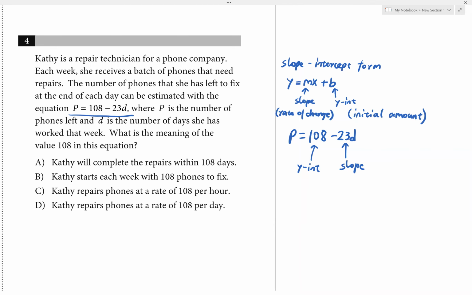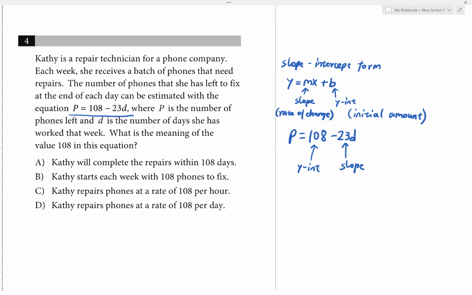They're asking us to interpret the meaning of 108. We said 108 is a y-intercept, and in an application question like this, the y-intercept is always the number that we begin with. So here we begin with 108, and from here we either increase or decrease. But for this question, it's negative 23, so we decrease from 108 as the time goes on.